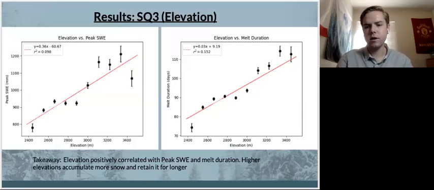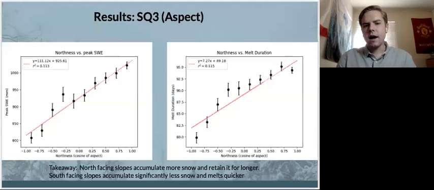It's more important to melt duration than it is to peak snow water equivalent. And the important takeaway here is that at higher elevations, there's more snow and it lasts longer than at lower elevations. Next up is aspect.